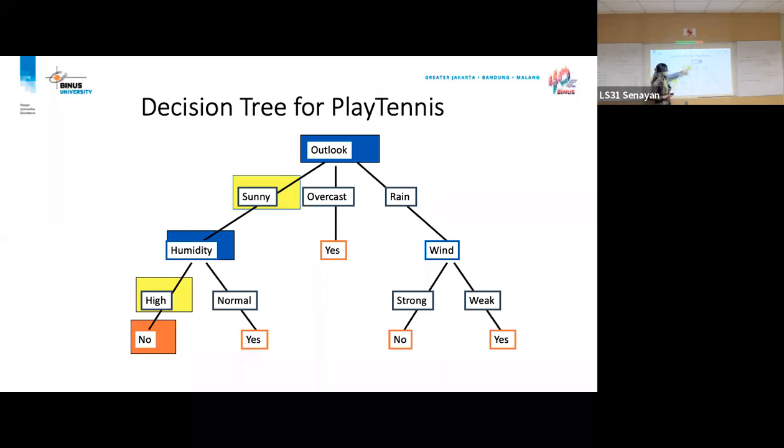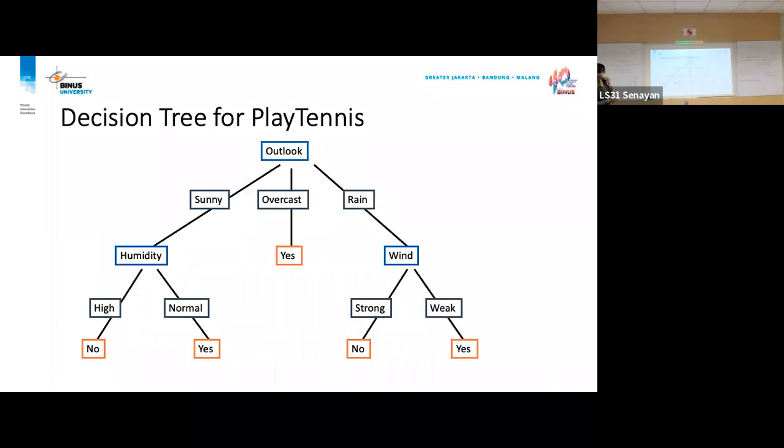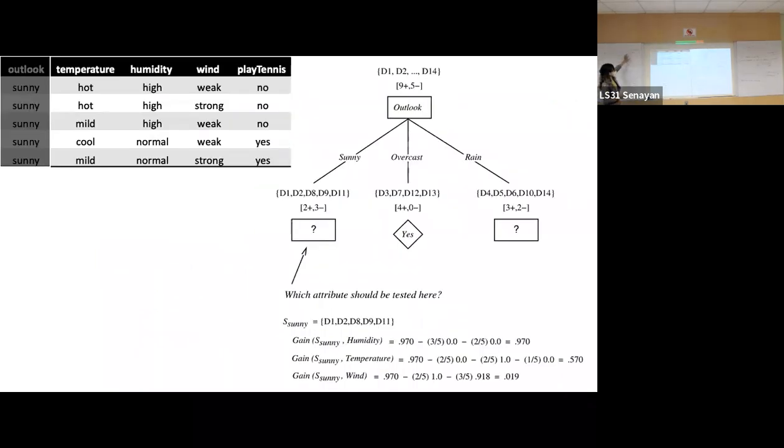So when the outlook is sunny and humidity is high, then no, we don't go to play tennis. How can we build something like this? It's like a rules-based algorithm. They build the rules in the form of a tree so that the machine, your algorithm, can find the best decision. How do they use entropy and then gain?